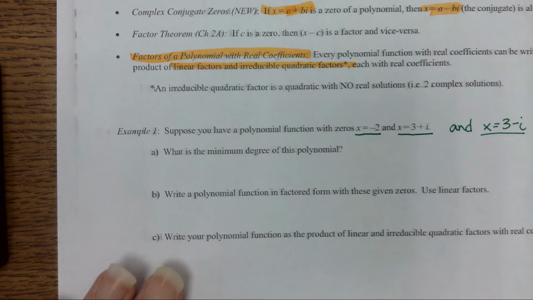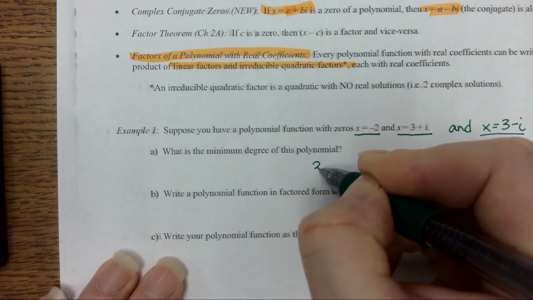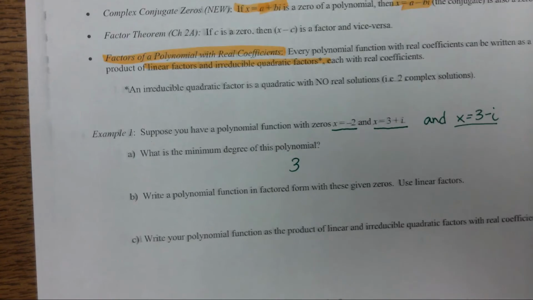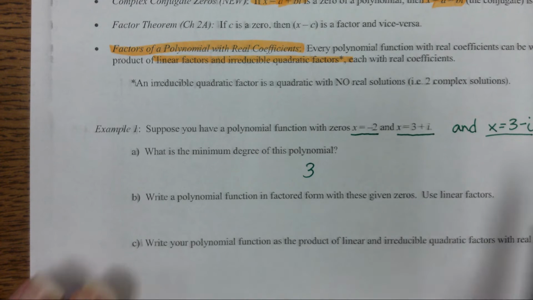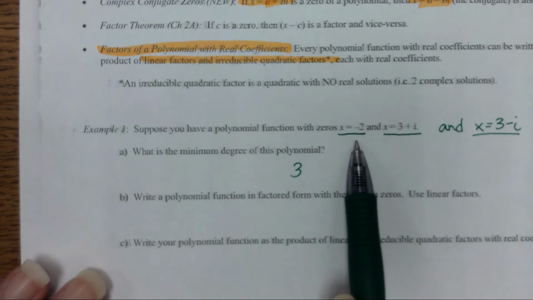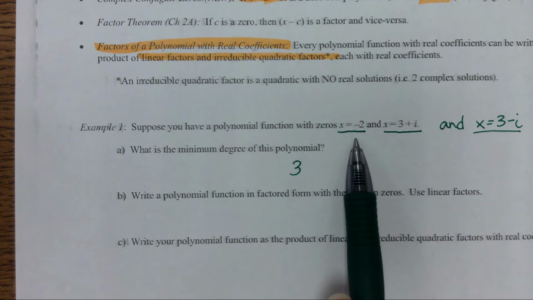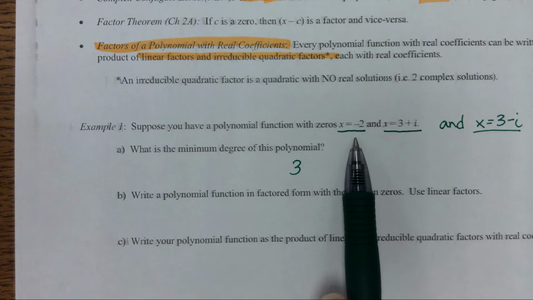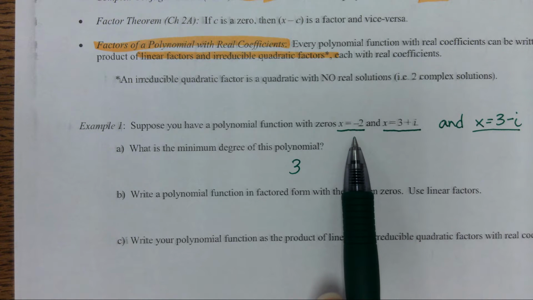It is degree 3. The reason why I say minimum degree is it's possible, like this is a multiple root. But I didn't say that, but it's possible. It could be more than that if that was a multiple root. Minimum degree 3.